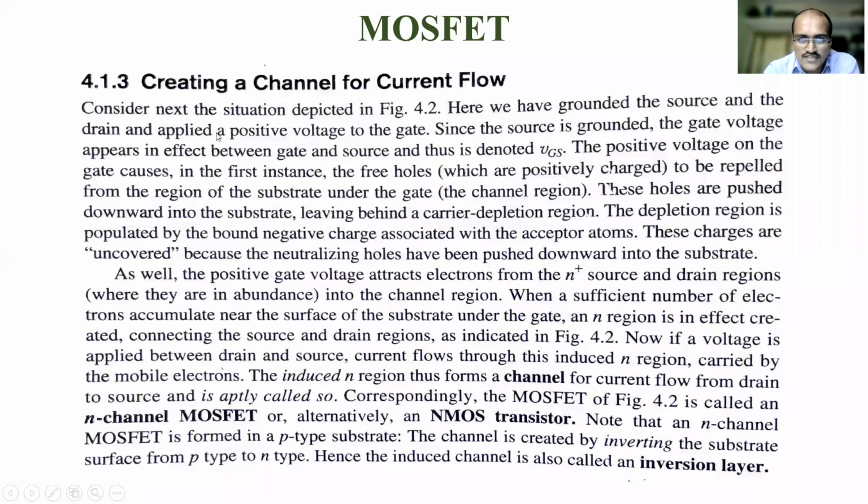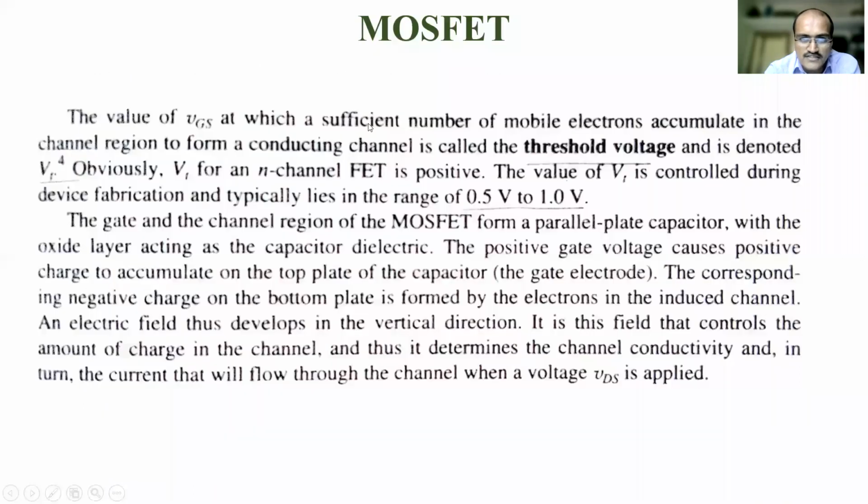I apply the gate voltage VGS slowly to form a channel, at which a sufficient number of mobile electrons accumulate in the channel region. From the doped N plus region, we try to bring the electrons to that channel place. As we slowly increase VGS like 0, 0.1, 0.2, 0.5, once it forms a complete conducting channel, that voltage we call the threshold voltage.